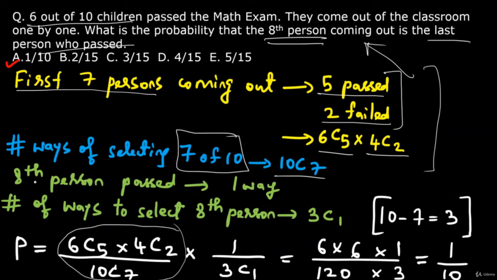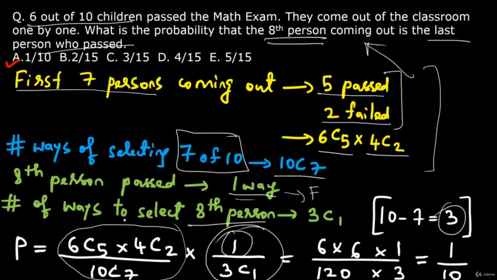Now the 8th person has to be chosen only in one way. This is the favorable, right? He has to have passed. So the favorable in this case is 1, and the total number of ways in which you can choose the 8th person is 3C1, because you are left with 3 more people, right? Out of 10, 7 have come out, so you're left with 3 more. Out of those 3, you need to select 1. So that can be done in 3C1 ways. So the probability for the 8th person to have passed is 1 divided by 3C1. Therefore, the probability for the criteria mentioned in the question is 6C5 into 4C2 by 10C7 into 1 by 3C1. And this simplifies to 1 by 10, which is answer option A.